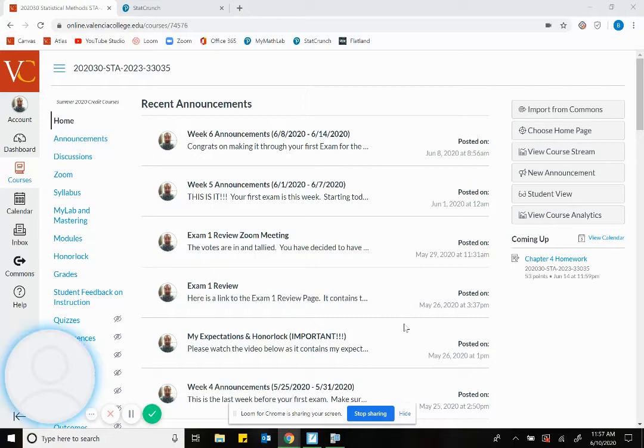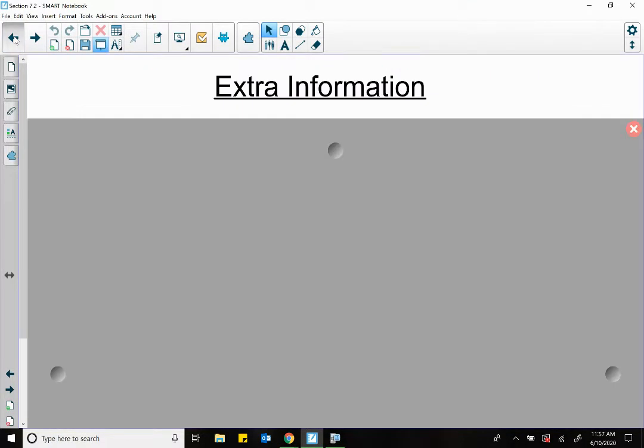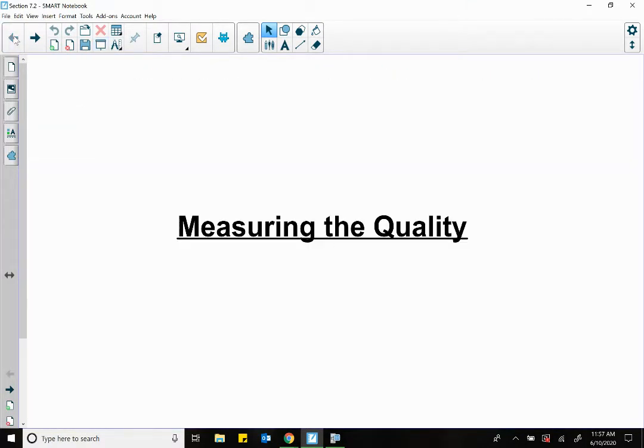All right. So now that we got a couple of basic definitions under our belt, let's continue with talking about surveys and what we can do with those things. So this section, let's go back to the beginning. You see lots of information. It's talking about measuring the quality of our survey, okay?